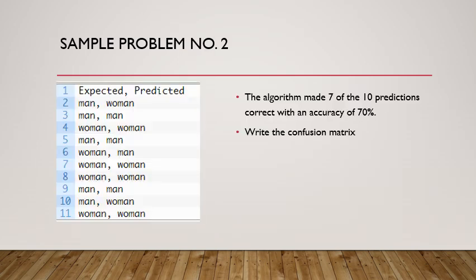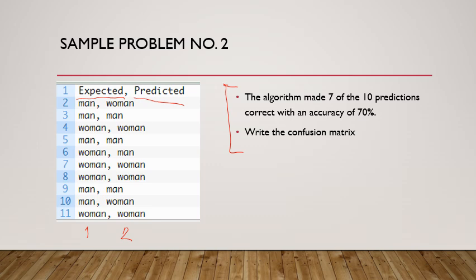Next example is we are presented with raw data. So we have here the expected and the predicted. Expected data falls on the first column, and predicted falls on our second column. So let's turn our results into a confusion matrix.